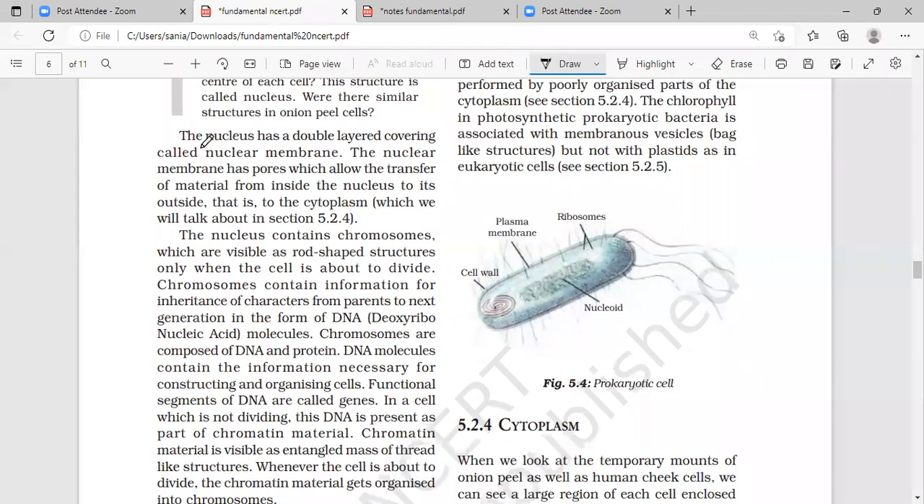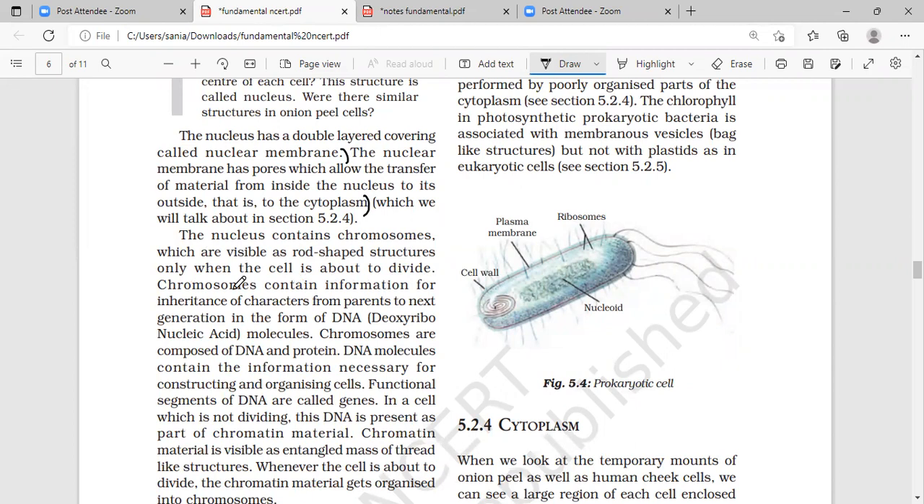See, here we are talking about the nucleus. The nucleus has a double layered covering called the nuclear membrane. The nuclear membrane has pores which allow the transfer of material from inside the nucleus to outside, that is, to the cytoplasm. Next, the nucleus contains chromosomes, which are visible as rod-shaped structures only when the cell is about to divide.